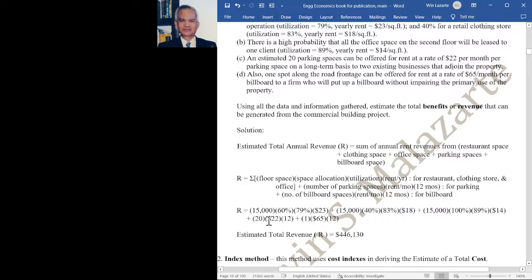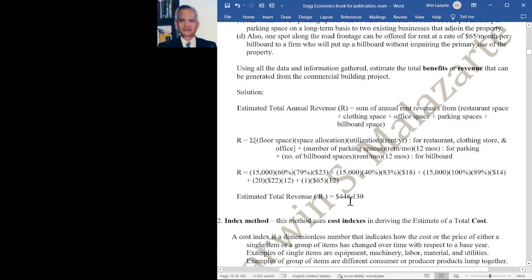For the parking space, you have here the rent per month per parking space of $22 times 12 to convert it to an annual rent times 20 parking spaces. For the billboard, you have here the $65 per month per spot times 12 months to convert it to the annual rent revenue times 1, because there's only one spot for the billboard. And this is the estimated total revenue.